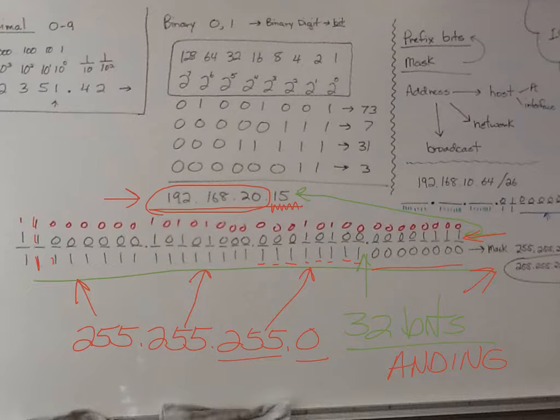You get the network part of the address. Okay, so a router can AND it. It can take an address, AND it with the mask, and get the network part. Then it's going to use the network part to look it up.